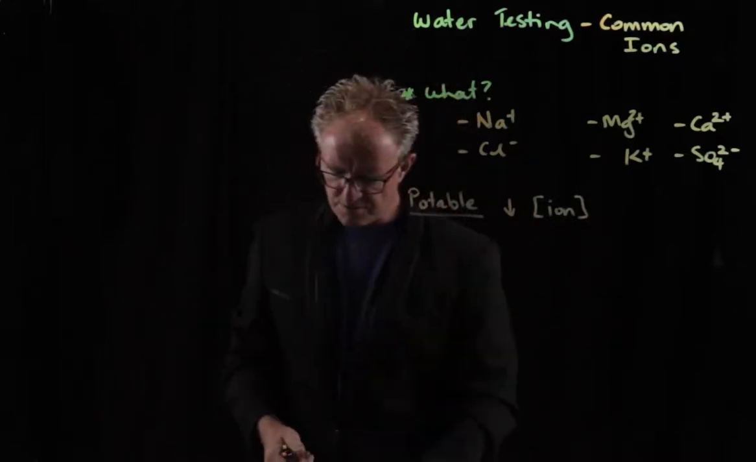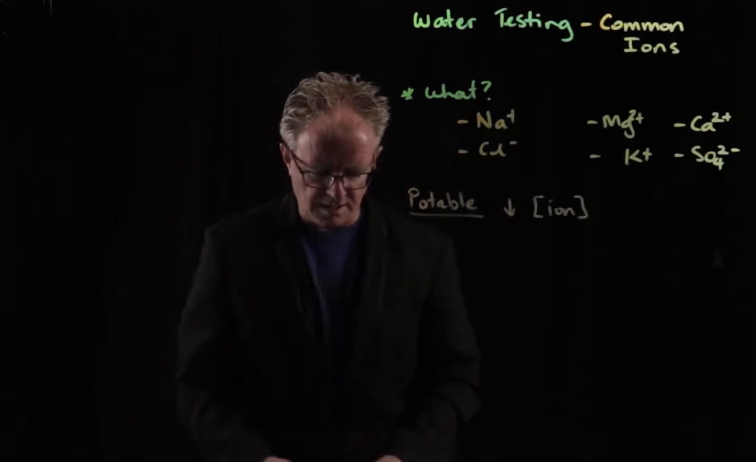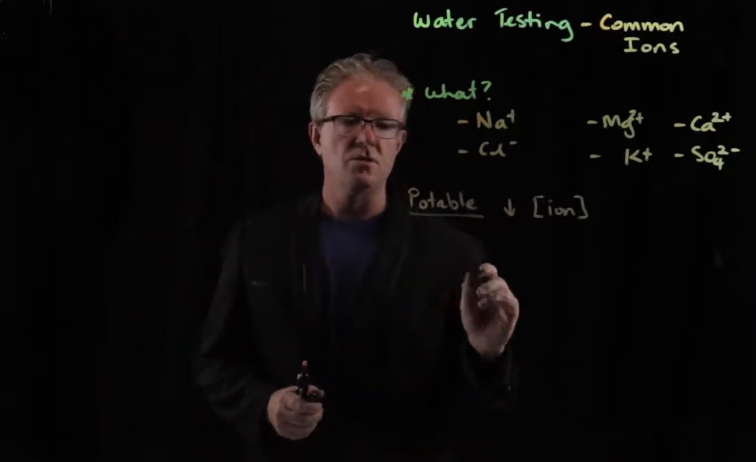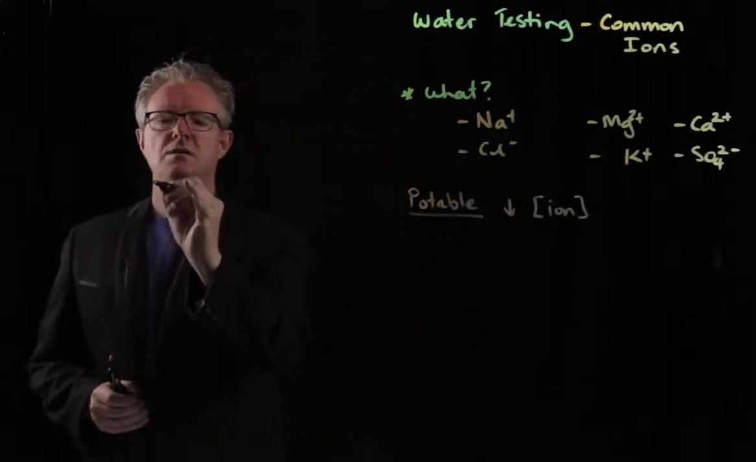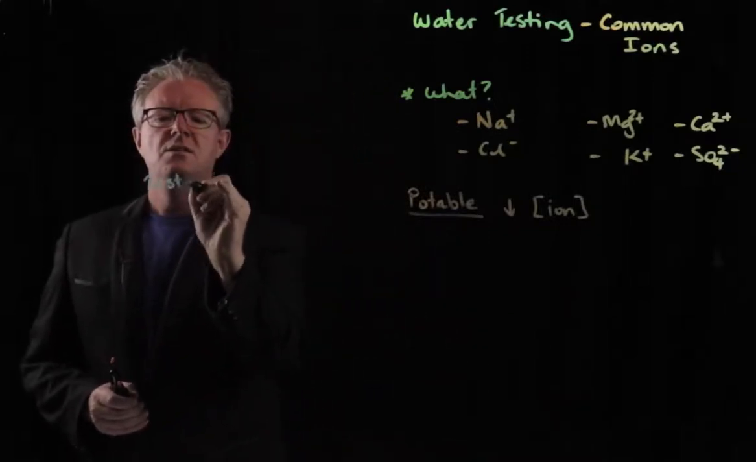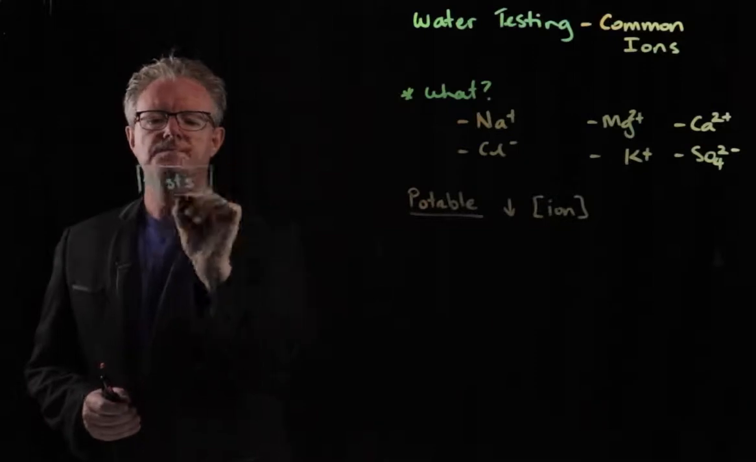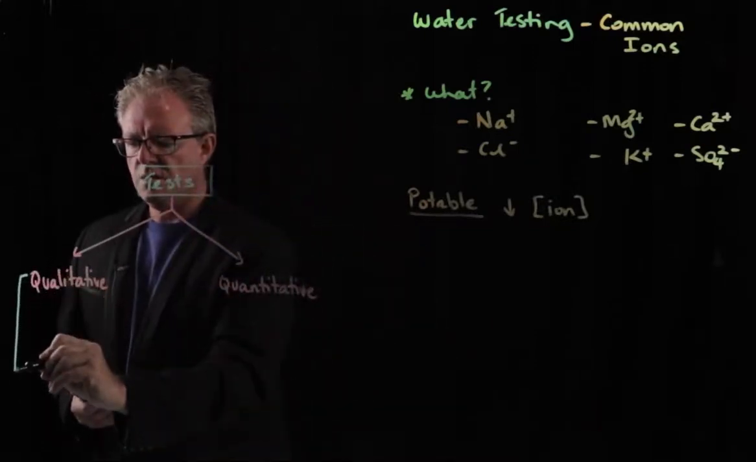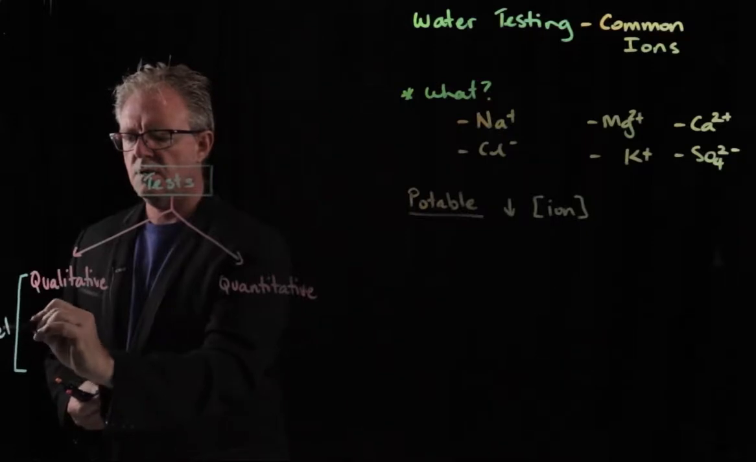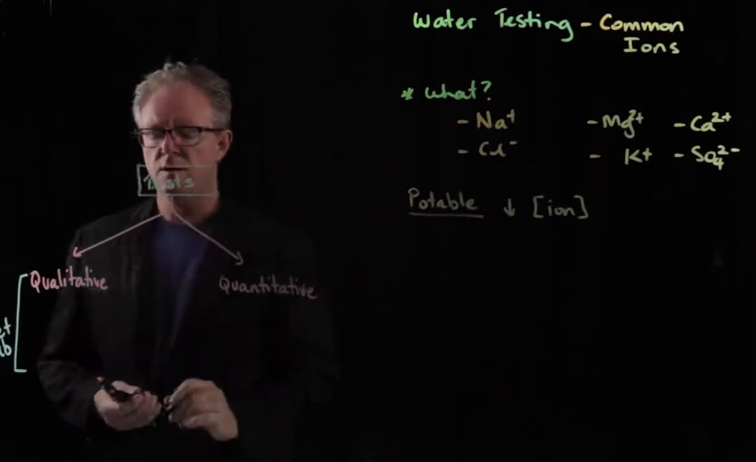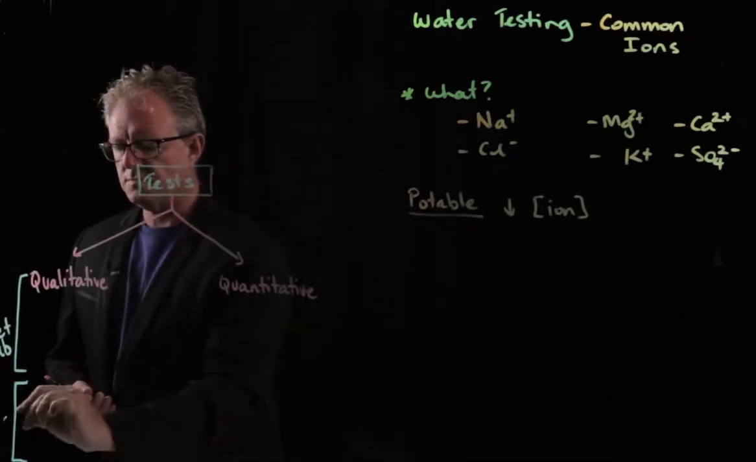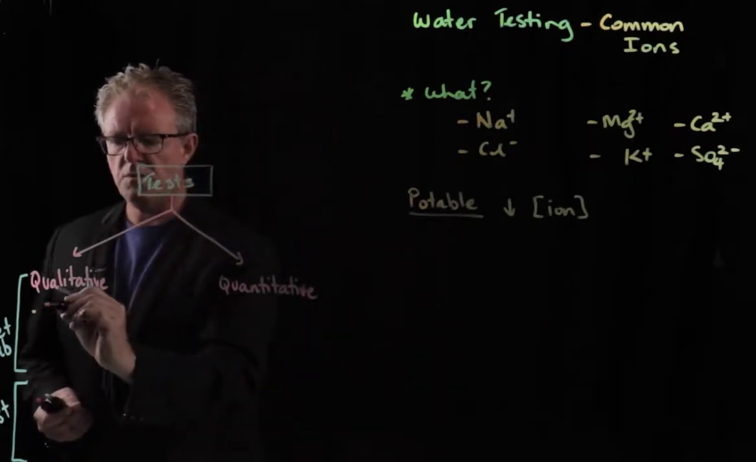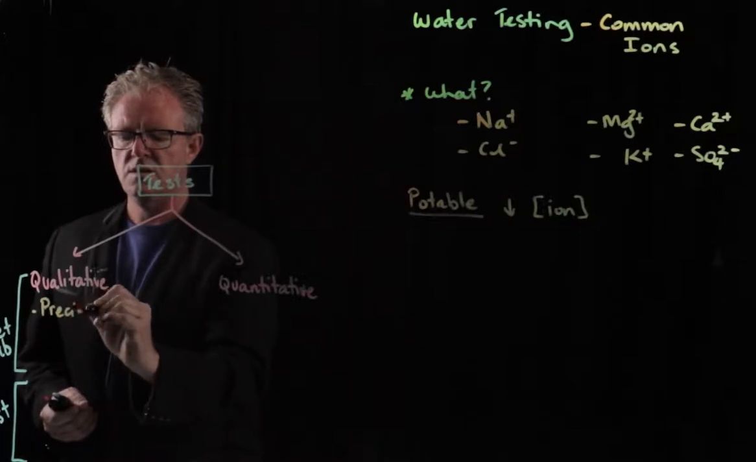So how can we test water samples? Tests for water samples can be wet lab, or they can be instrumental. Let's look at some qualitative tests. Well, that would be precipitation.